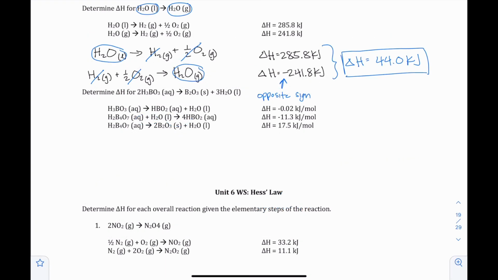This next example is a little bit harder because you need to multiply or divide by some number to get the correct number of each reactant and product. Pause this video and then check your answer when you're done.